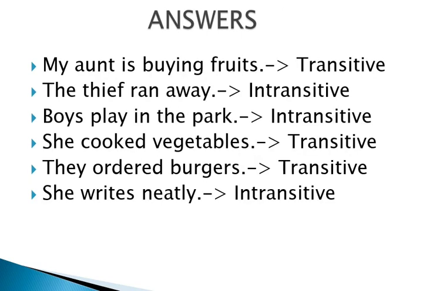Here you have your answers. So the first sentence, my aunt is buying fruits, transitive. They're all proper sentences, of course, but here you have all three things. You have your subject, my aunt, you have your verb is buying, and you have fruits, your object. So this is a transitive verb. The thief ran away. There is no object. So intransitive. Boys play in the park. No object. Intransitive. She cooked vegetables. You have your object. Transitive. They ordered burgers. Again, you have your object. Transitive. She writes neatly. No object, so intransitive.